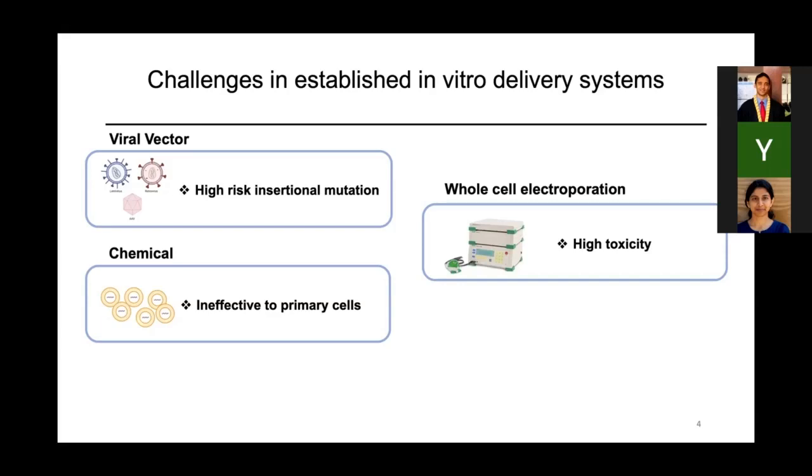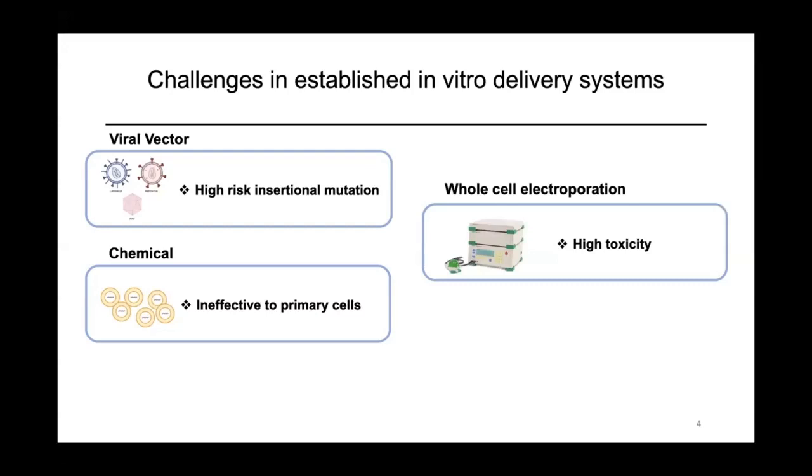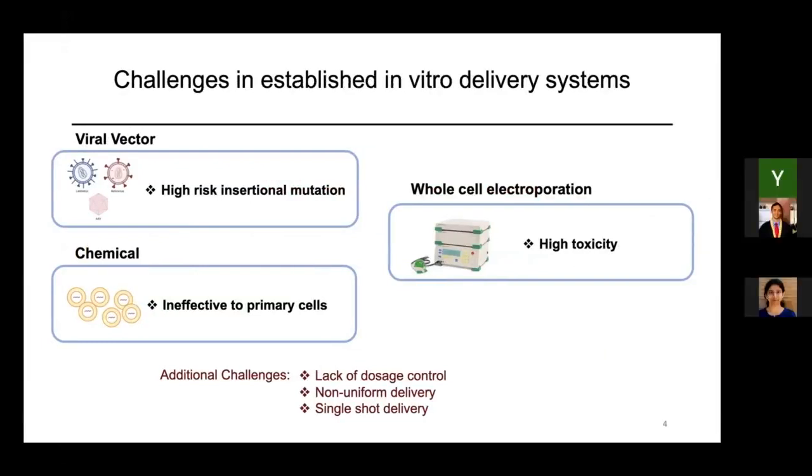Viral vectors suffer from a high risk of insertional mutation, chemical-based delivery is inefficient in primary cells, and whole cell electroporation has high toxicity. If you have really used it before, you would notice that after electroporation, more than 50% of the cells can be dead, and the dead cell bodies are all floating on the liquid surface. Besides these challenges, there are other challenges in the systems, for example, lack of dosage control, non-universal delivery, and single-shot delivery.